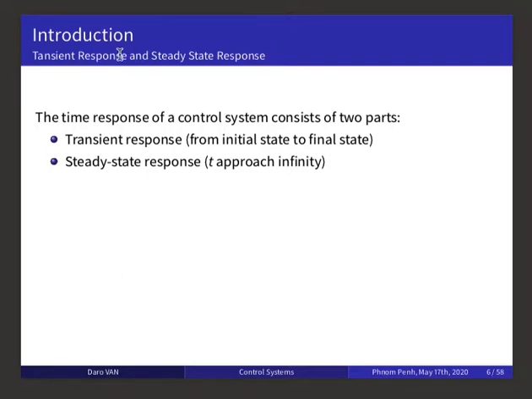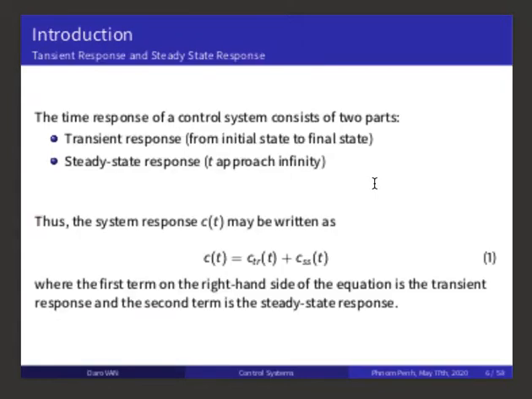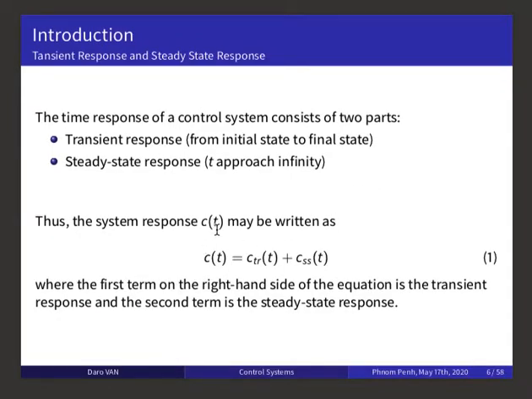We'll consider transient response and steady state analysis. For an LTI system, the time response of the control system consists of two parts: the transient response, from the initial state to the final state, and the steady state response, when time approaches infinity. The system response c(t) can then be written as the sum of the transient response and the steady state response.